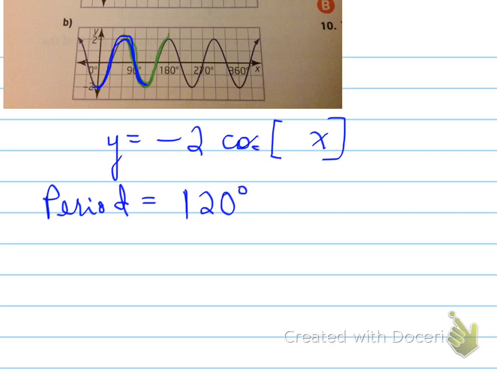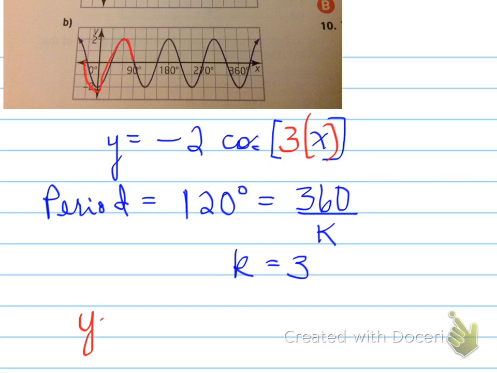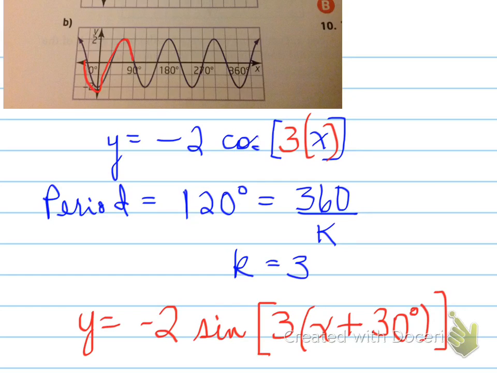So the period is 120 degrees. That is equal to 1 over k times 360, or 360 over k. That value for k is going to be equal to 3. 360 divided by 3 is equal to 120 degrees. In terms of a sine function, you would have to make the sine function move so that it was translated to give you a sine function of left 30 degrees from the y-axis.